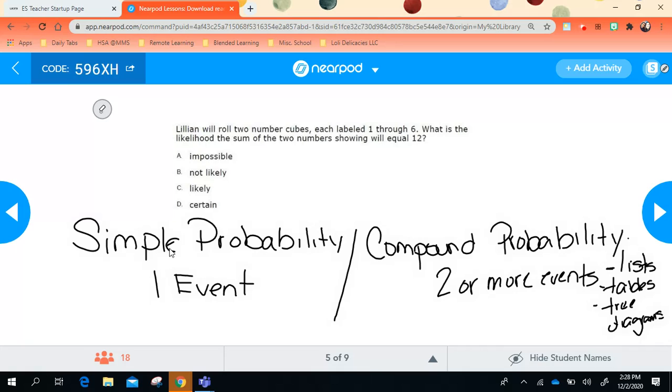Am I good to erase the bottom or another second? We're good?